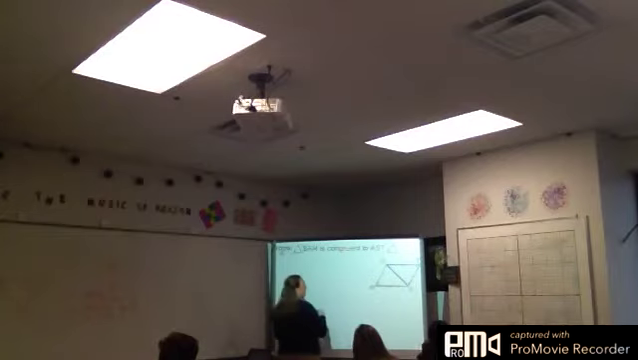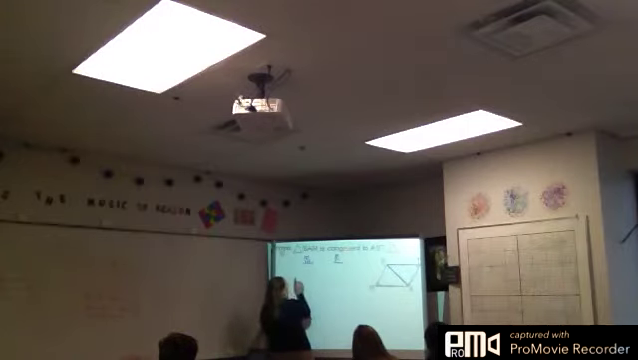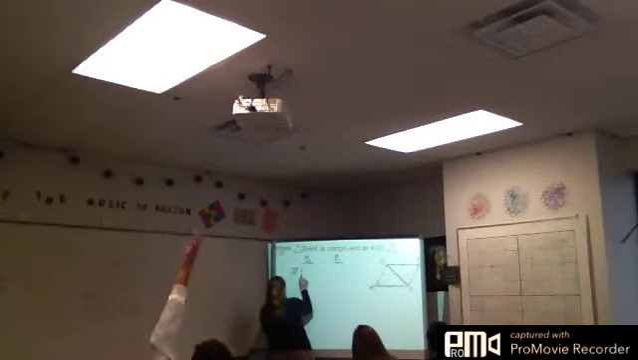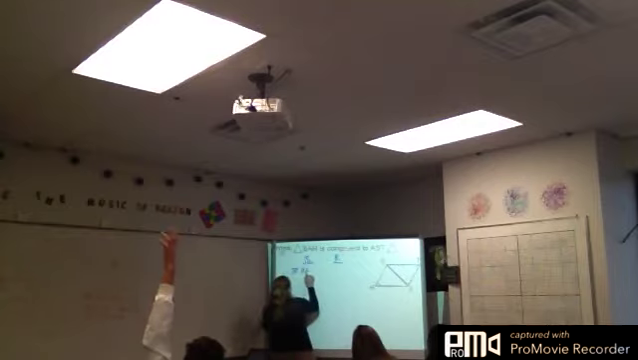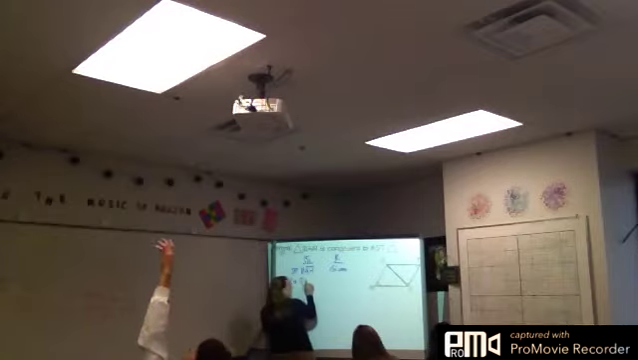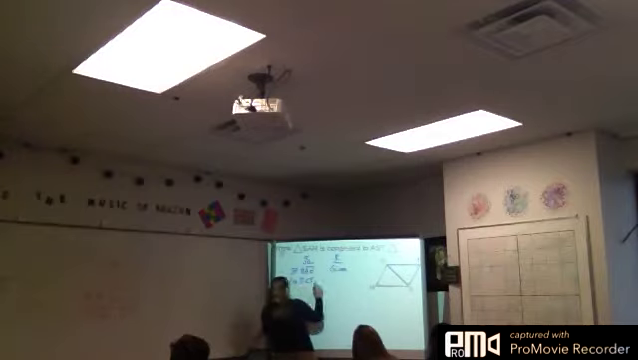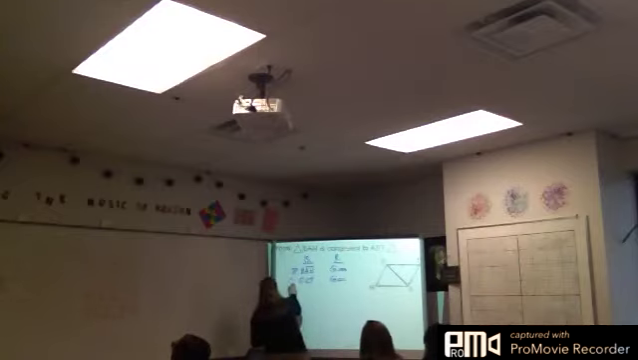Okay, ST and AN are parallel, perfect. So I'm gonna go statement, I'm gonna go reason, and I'm gonna say segment ST is parallel to segment, if S goes with A, is parallel to segment AN. Okay, given. What else do we have that's given? Okay, angle N is congruent to angle T, yes? Okay, and that is also a given.